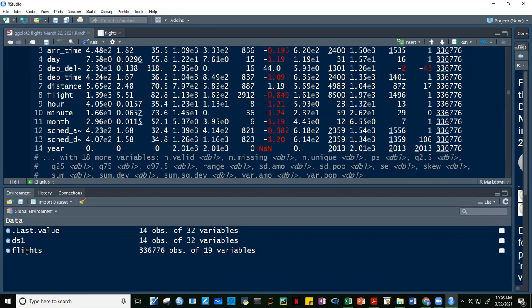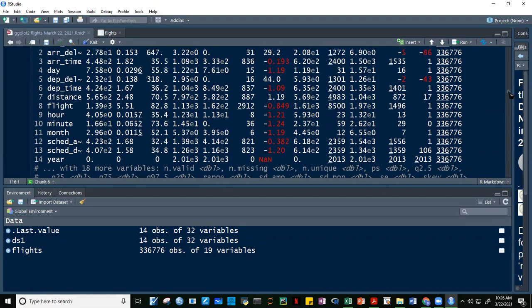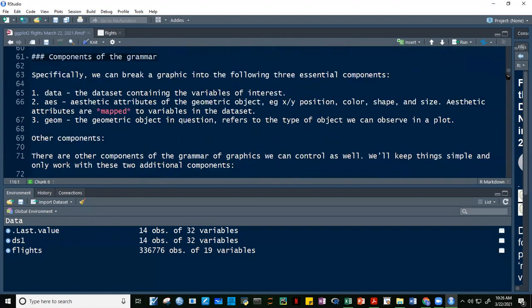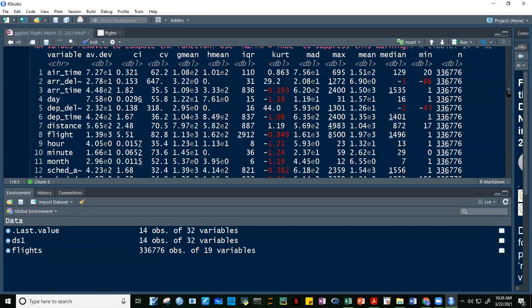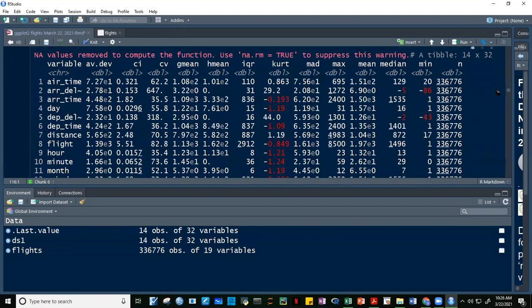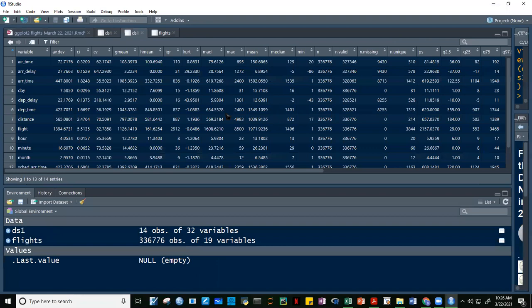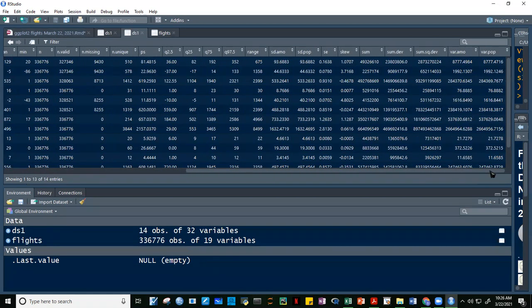Okay, so may DS1 na tayo dito. And then here you have, guys, 32 variables, 32 measures all in all. If we click this, yan. So this is the variable name. Okay, and then you have here so many descriptive statistics.